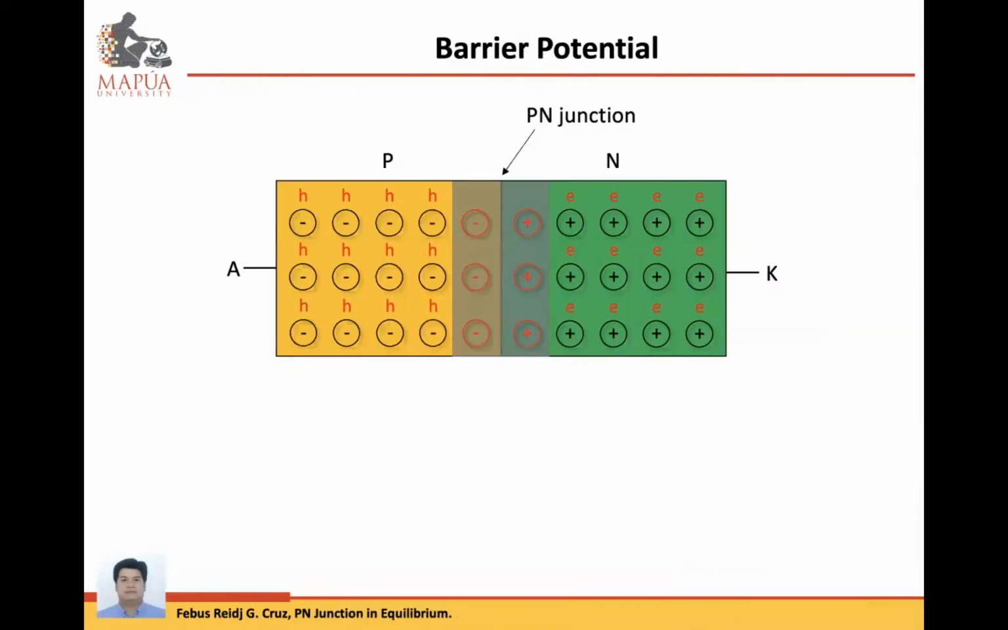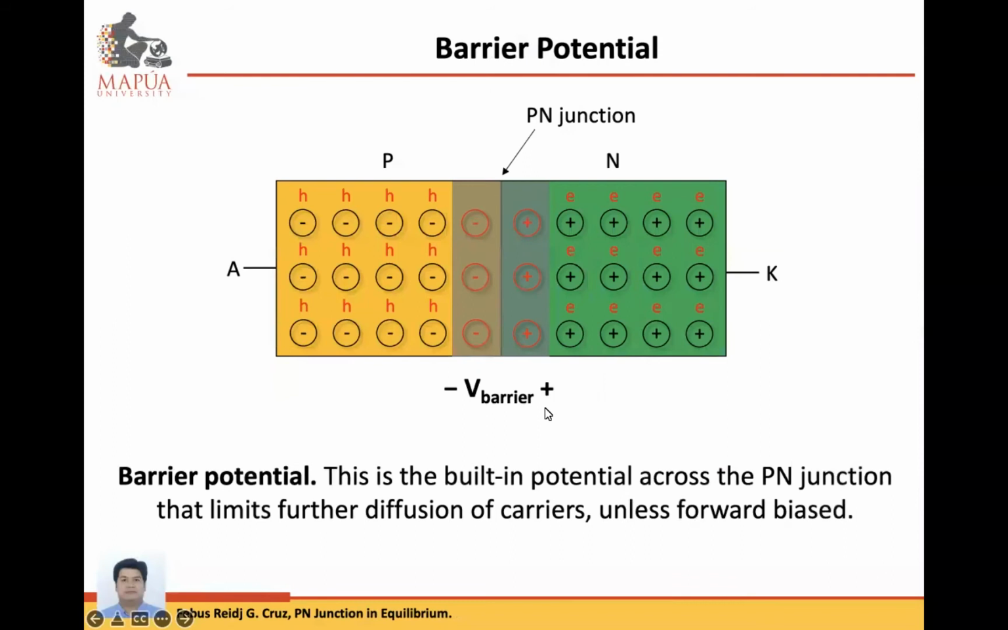Okay? Now going back to the barrier potential. We said that we reach equilibrium when the built-in potential becomes equal to the barrier voltage or barrier potential. So the barrier potential is the built-in potential across the PN junction that limits. All right? Pag sinabi mong barrier, it prevents, no? It prevents further movement. So that limits further diffusion of carriers unless we apply forward bias. Okay?